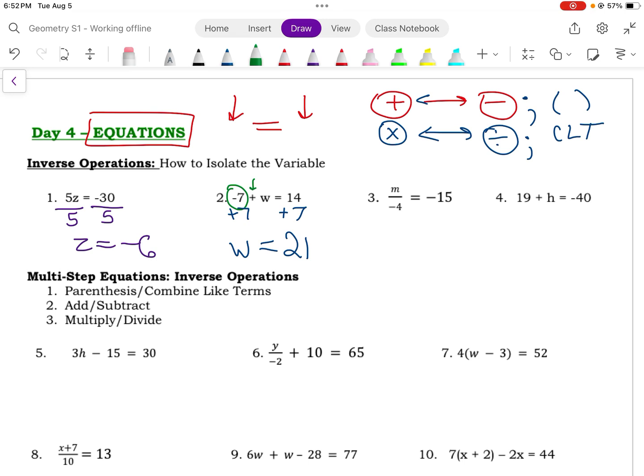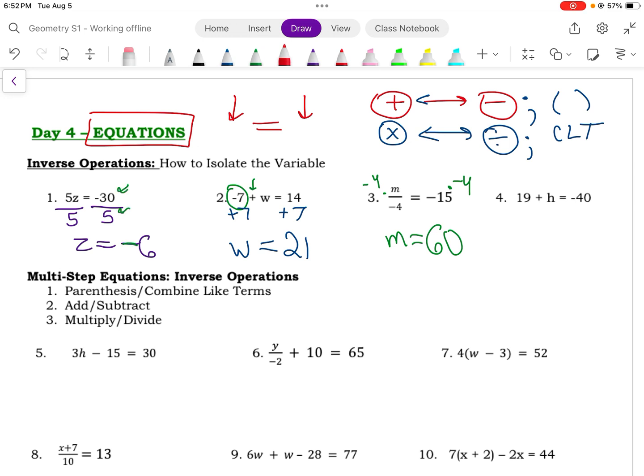Okay, number 3 is a division problem. So what's the opposite of that? I'm going to multiply -4 to both sides. Remember to take the sign with you when it's a multiplication or division problem. So take that negative with you to the other side, which is +60. Two negatives make a positive. A negative and a positive make a negative.